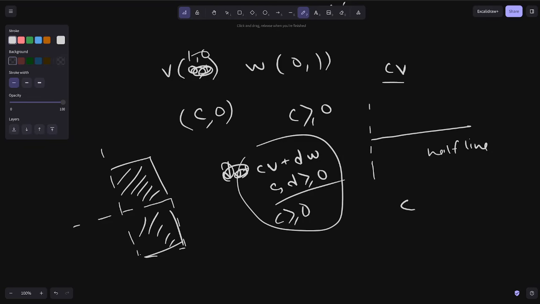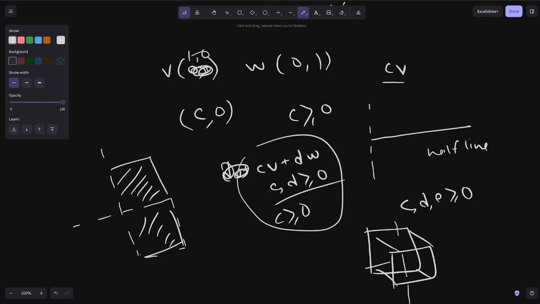If there were 3, so C, D, E greater than or equal to 0, let's say this is a cube like this, it will give you one octant, so 1 by 8 of the space only. So you have to remember this.